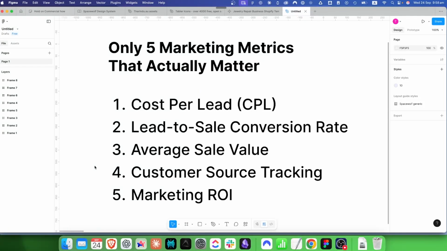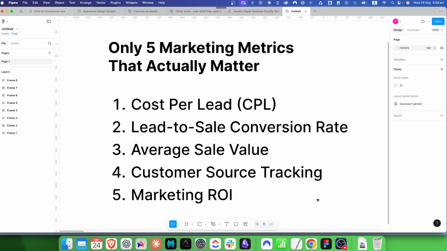So what are the 5 marketing metrics that actually matter? There are a lot, but if you're starting out, if you're under 3 mil per annum, this is specifically directed at Australian businesses. So these are the 5 metrics that matter. Let's go through them.